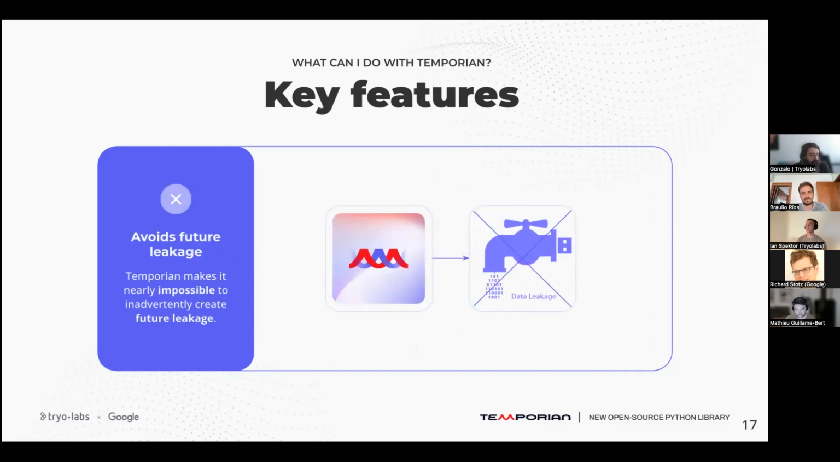And lastly, Temporian is built to be safe and to prevent the user from making common modeling errors that tend to come up when working with temporal data. For example, Temporian makes it nearly impossible to create feature leakage unless the user explicitly wants to do so, and allows the user to programmatically check if a program contains leakage or not.